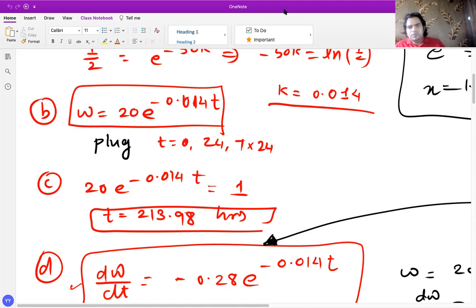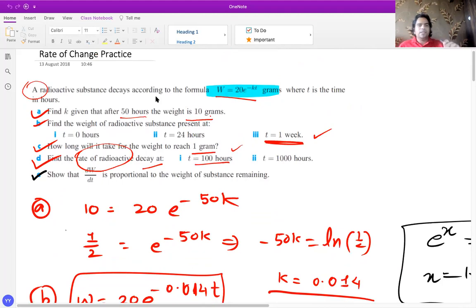Or if you don't want to do the plotting way, you could just write 20 e to the power negative 0.014t equals 1, so e to the power negative 0.014t equals 1 over 20. So negative 0.014t equals ln of 1 over 20, and you get the value of t straight away from here, which will be 203.98.